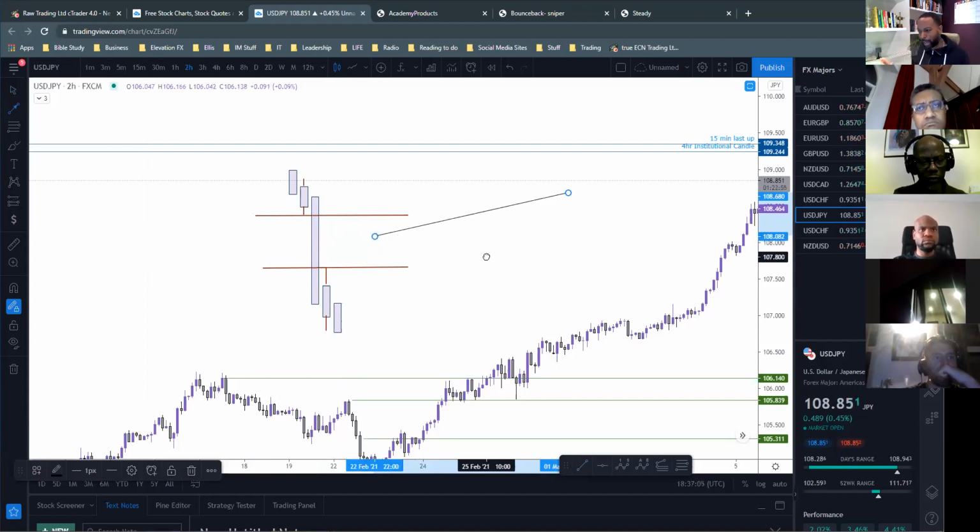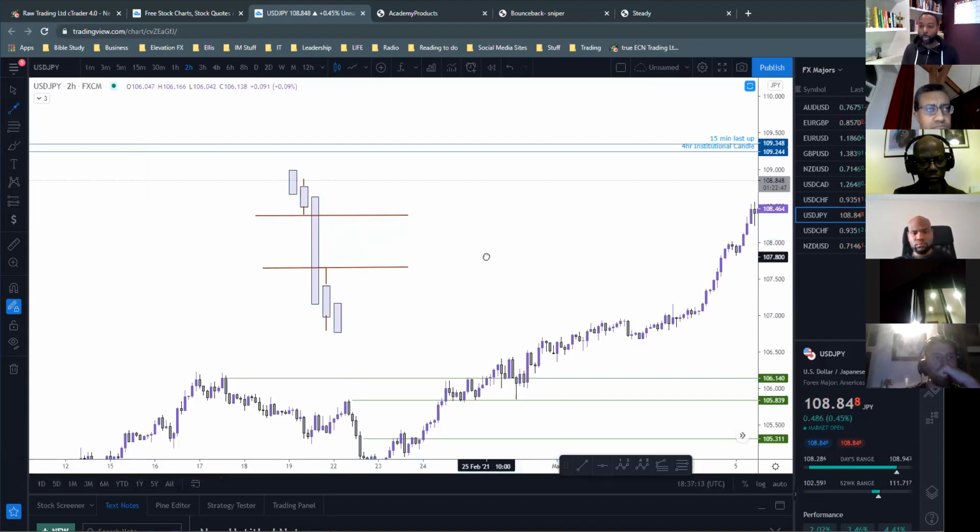Is everybody cool with that? I hope everybody's really getting that. Imbalance needs to be filled. Most of the time, the imbalance will get filled to 50%. Consider it to be a break-even point. So the imbalance will be filled to 50%.